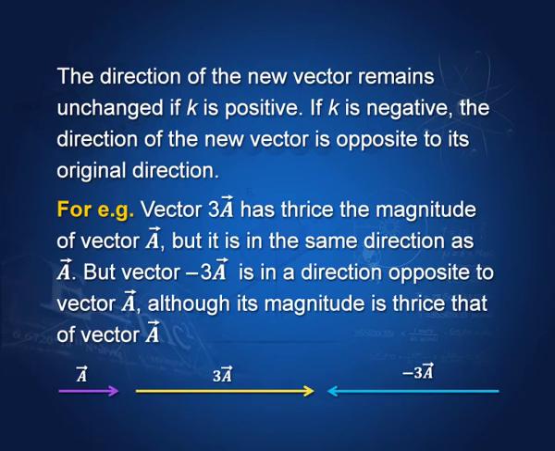For example, vector 3 times vector A has thrice the magnitude of vector A, but it is in the same direction as vector A. But vector minus 3 A is in a direction opposite to vector A, although its magnitude is thrice that of vector A.